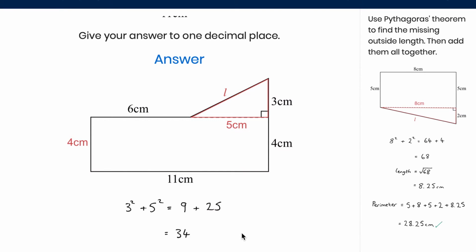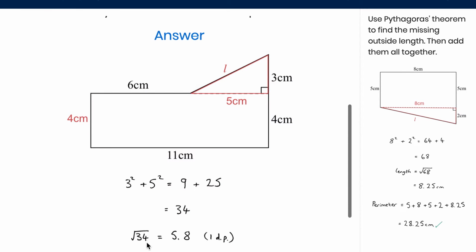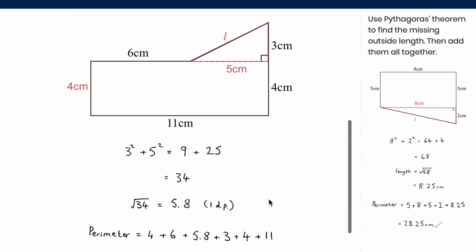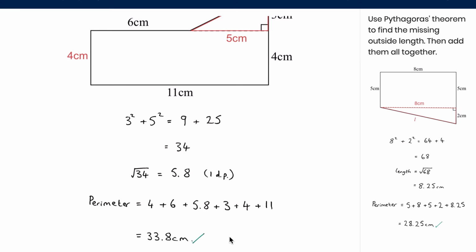So if we square root the 34 to find the length of the slope, we get root 34 is equal to 5.8, correct to 1 decimal place. And then we just need to add together the remaining sides to get the perimeter. So if we add together the 4, the 6, the 5.8, the 3, the 4 and the 11, we should get a final answer of 33.8 centimeters, correct to 1 decimal place.